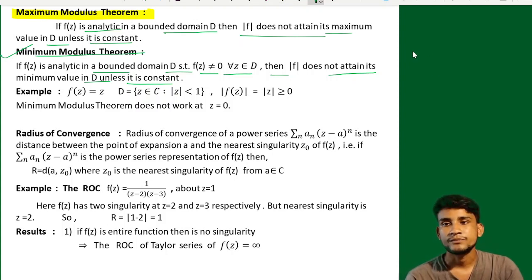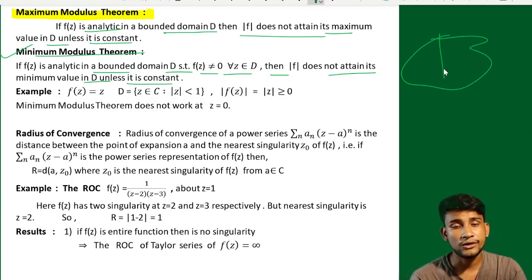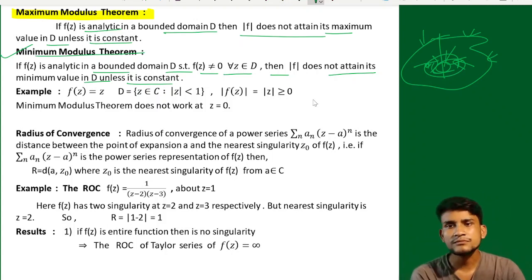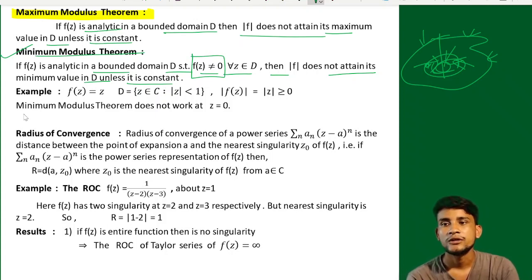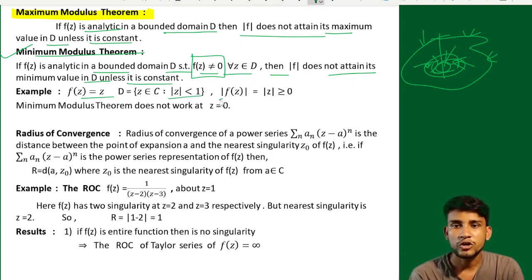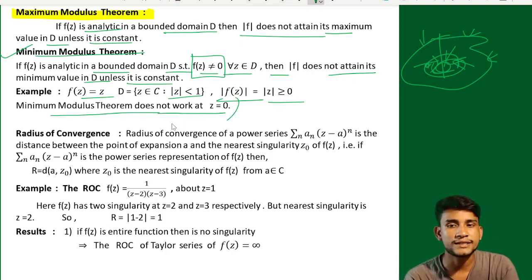That means the maximum modulus theorem and minimum modulus theorem say that for any region, the maximum value of a function cannot occur inside the region. It must occur on the boundary of the region, and if the maximum or minimum value occurs inside the region, then the function must be constant. For the minimum modulus theorem there is an extra condition: mod of f(z) is non-zero. For example, f(z) equal to z, D equal to z belonging to C with mod z less than 1. So mod of f(z) equal to mod z is greater than or equal to 0. The minimum modulus theorem does not work at z equal to 0.